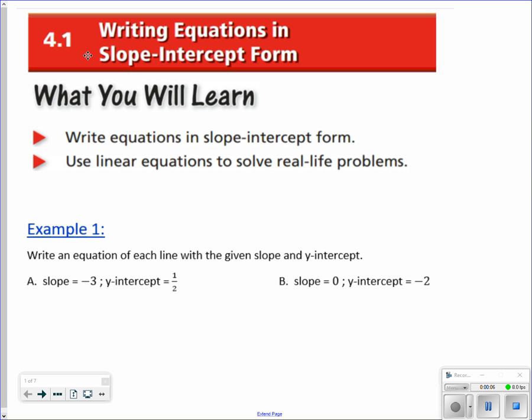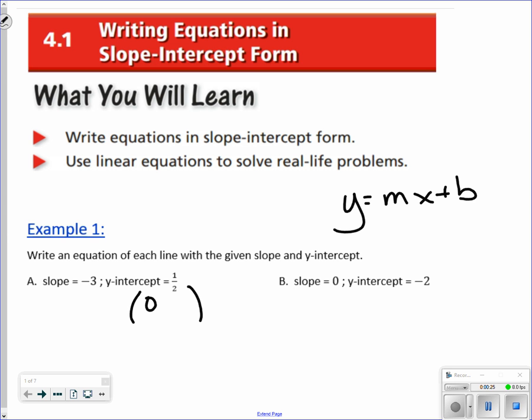This chapter is all about writing equations, and so dealing with slope and slope-intercept form, things like that. Remember from last chapter that y equals mx plus b. Today's lesson is pretty straightforward. What happens if I know the slope and I know the y-intercept?